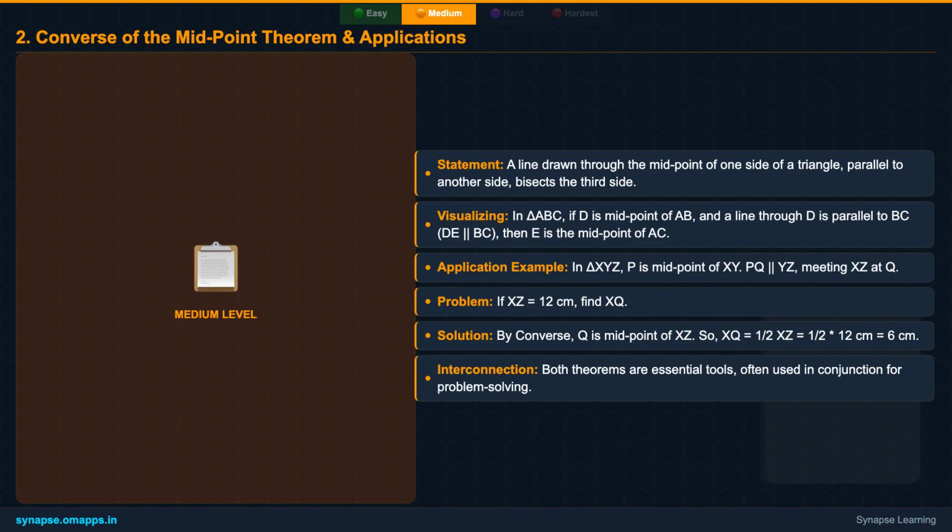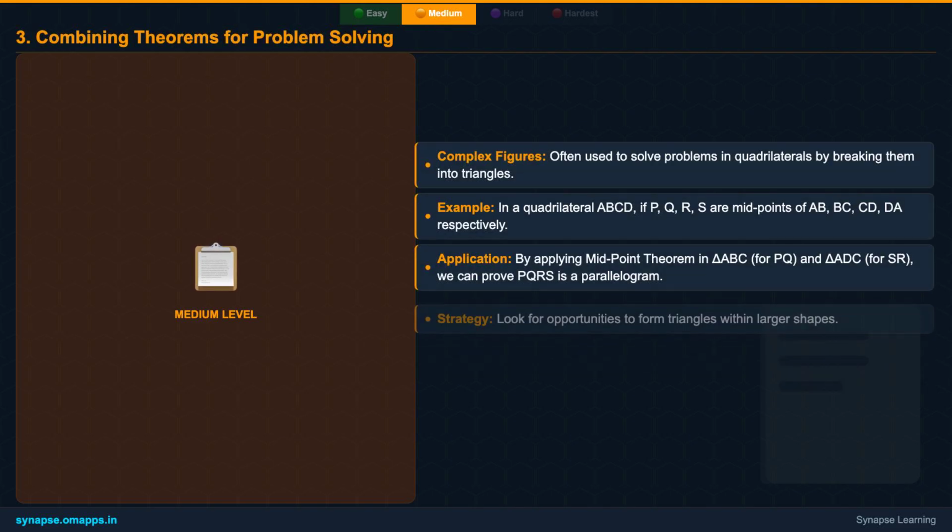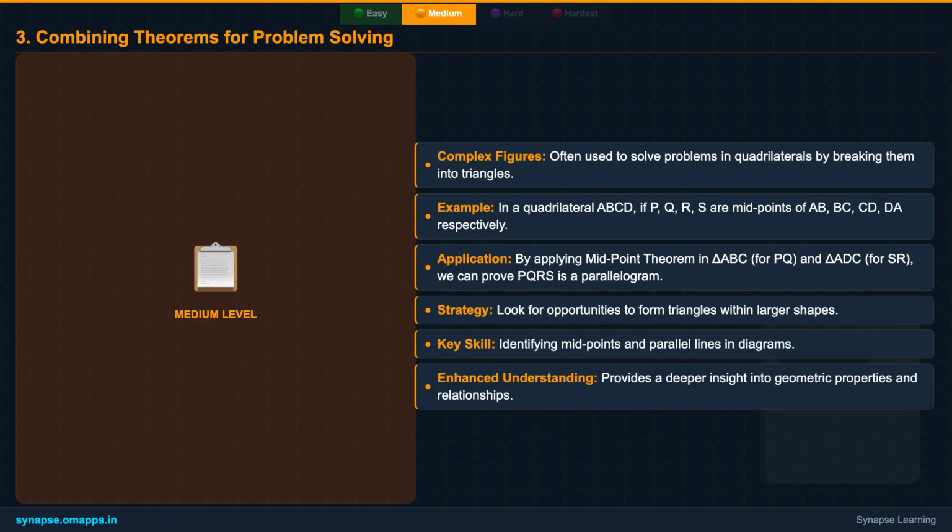These two theorems, the midpoint theorem and its converse, are two sides of the same coin, offering different ways to establish relationships within triangles. Let's look at an application example. In triangle XYZ, P is the midpoint of XY. A line segment PQ is drawn parallel to YZ, meeting XZ at Q. If XZ is 12 centimeters, what is the length of XQ?